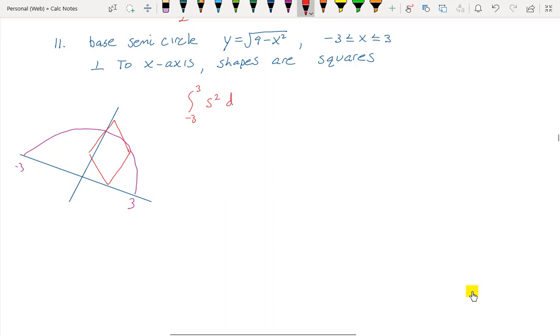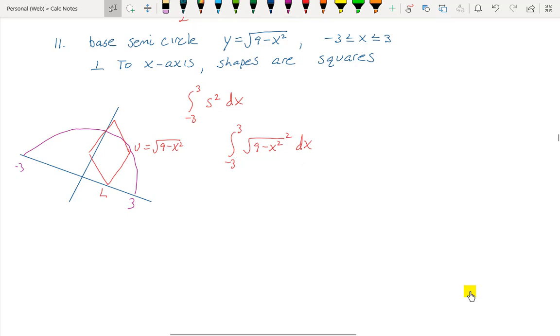Since we're going perpendicular to the x-axis, it's going to be with respect to x. So we need to find the length of the side of a square. And in order to do that, again, we're going to do some upper minus lower. Now, hopefully the upper minus lower, because we're sitting on the x-axis, the lower is just 0. So the upper is simply our function here. The upper is going to equal the square root of 9 minus x squared. All right, so that's the length of our side. Since they're squares, we're just going to square that. So this becomes the integral from -3 to 3 of the square root of 9 minus x squared, squared, dx.